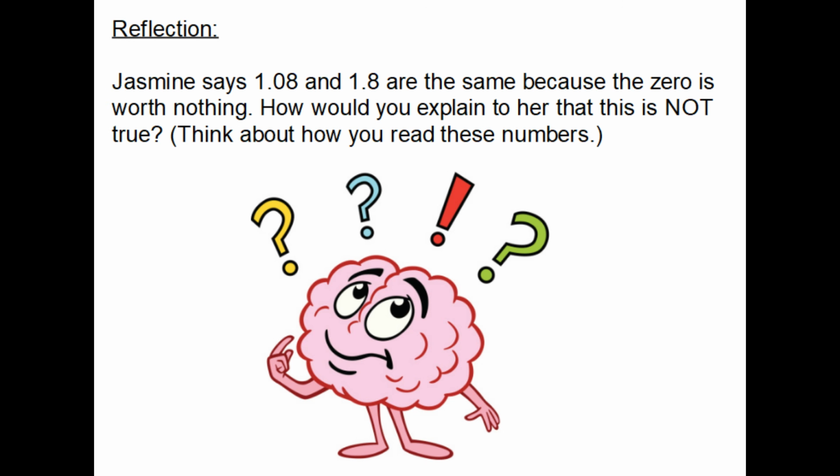Here's your reflection. Jasmine says 1.08 and 1.8 are the same because the 0 is worth nothing. How would you explain to her that this is not true? Think about how you would read these numbers. So it's going to come back to place value. I want you to write your response to this in full sentences, showing that you understand the place values of those digits. When you're done, of course, send a picture of your work to me.